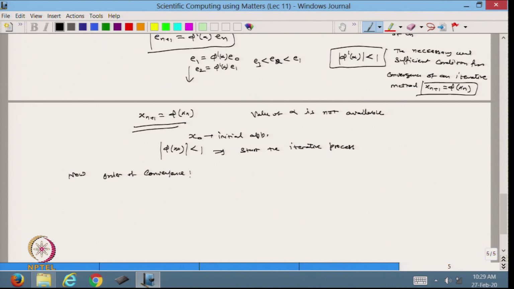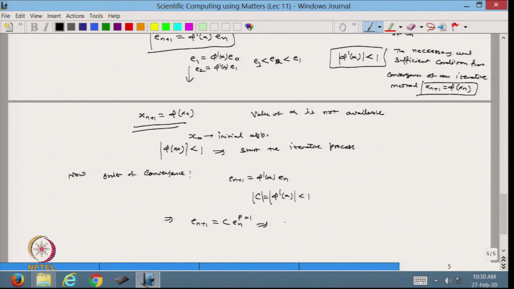So, what about the order of convergence? Just now we have seen that E n plus 1 is equal to phi dash alpha E n. So, I can choose my C is equal to phi dash alpha, and this value is definitely less than 1. So, from here I can say that C is less than 1. Based on this I can write that E n plus 1 is equal to C E n to the power P. So, P is equal to 1.